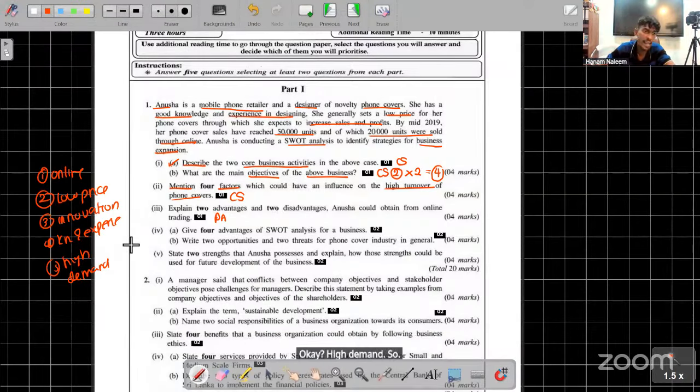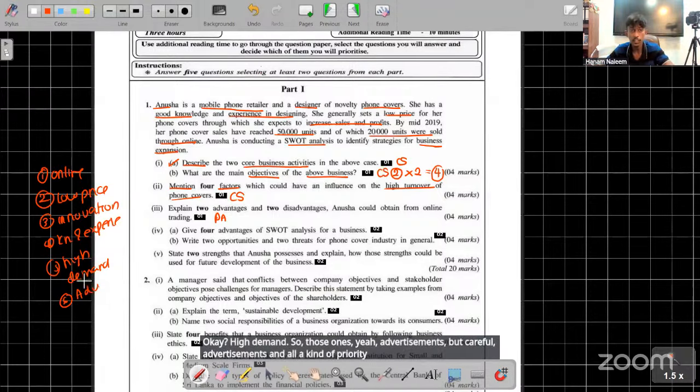Those ones, yes, advertisements, but careful. Advertisements and all, don't give priority to those. Don't write these first. The reason is this is not from the case study. So it is better to write answers which are given in the case study.